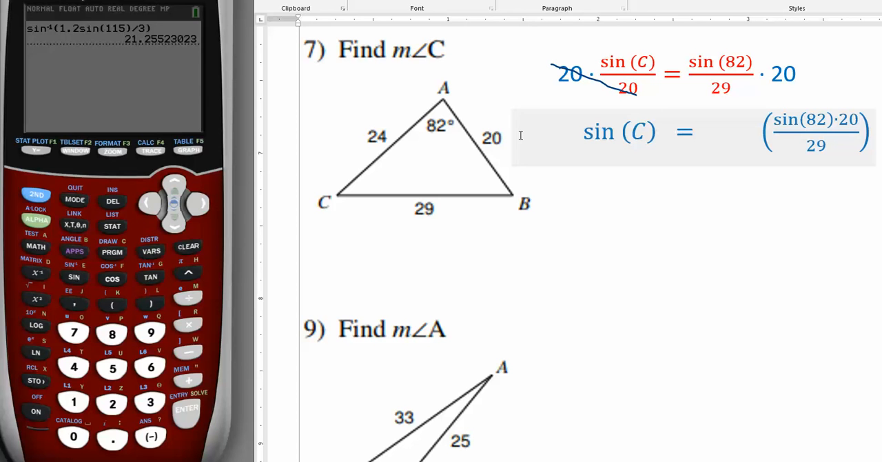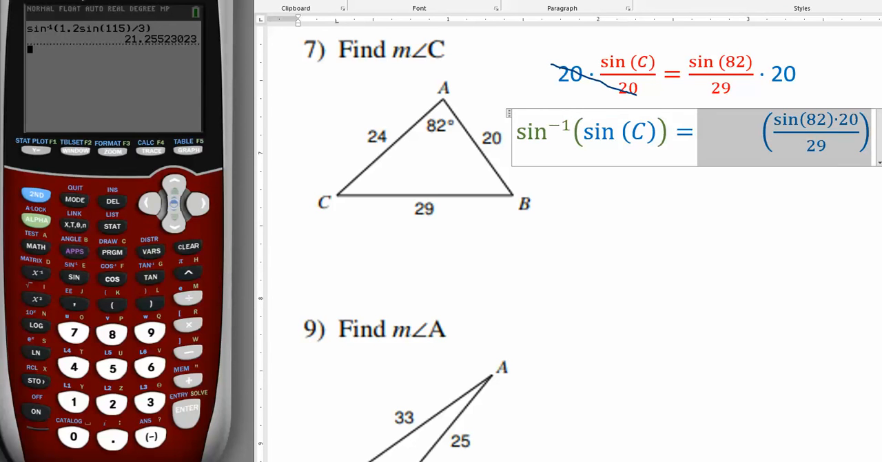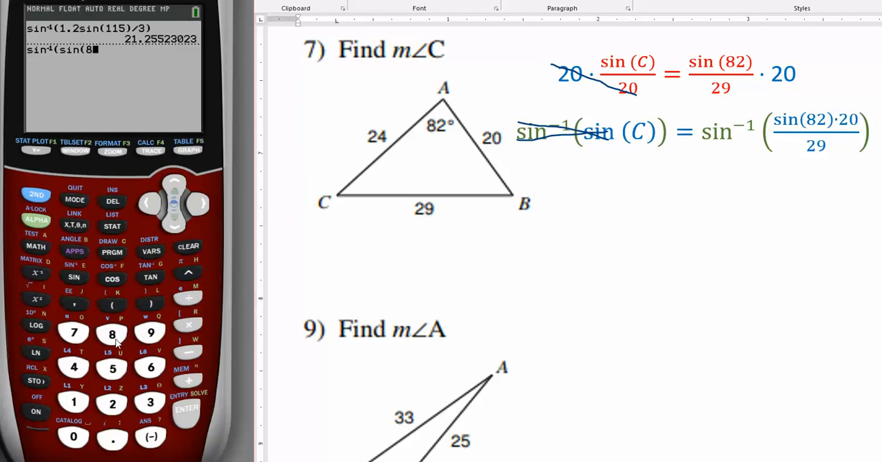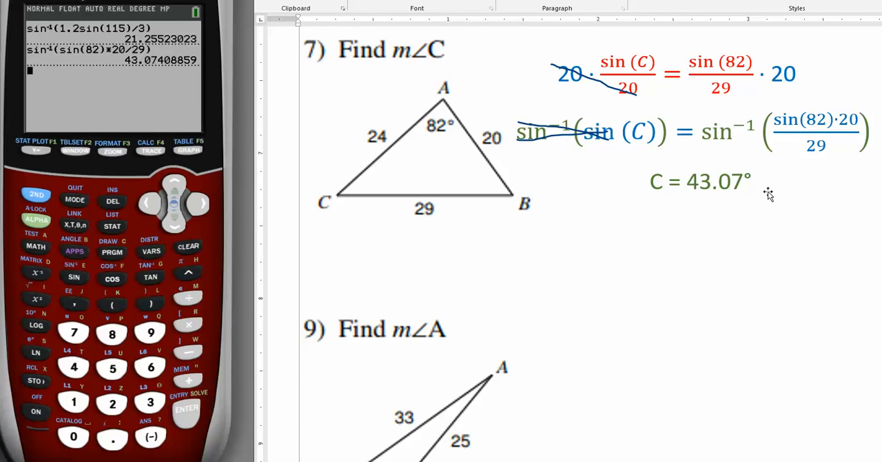Now, again, just like the last problem, how do we eliminate sine? Well, we're going to use inverse sine, and we apply that to both sides, so that the sines will reverse engineer each other, undo each other, and we are left with C, and now we've got to do the math. So second sine of the sine of 82 times 20 divided by 29. We find out that that is 43.07 degrees. So hopefully this helped. Keep rewatching these until you understand it, until you're able to follow the flow, and good luck.